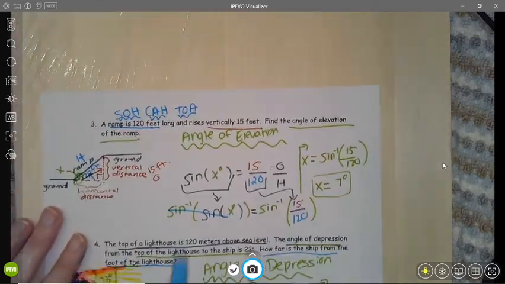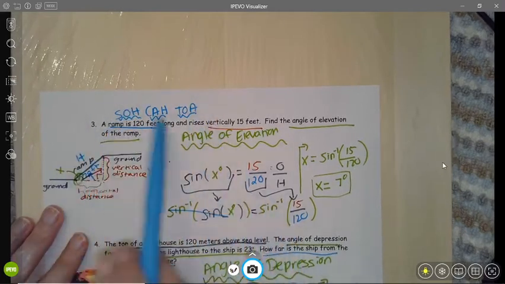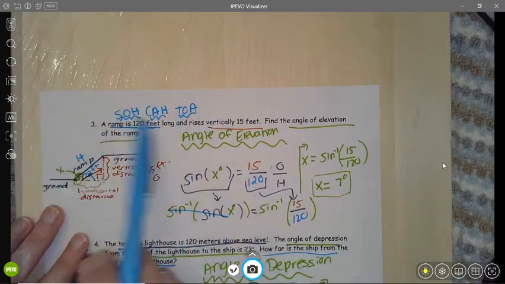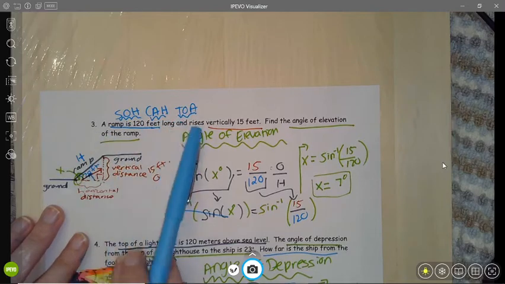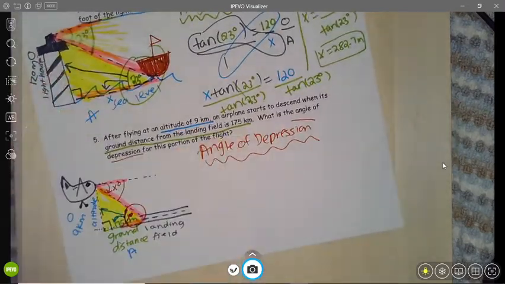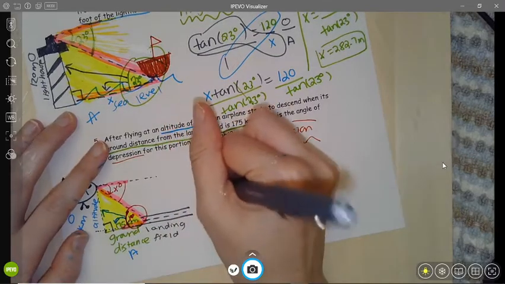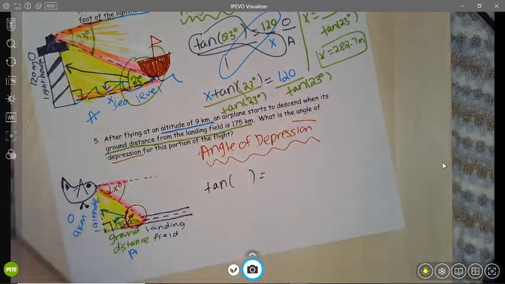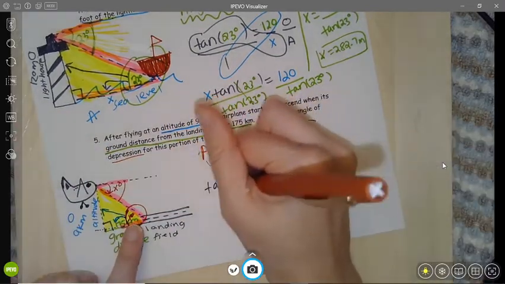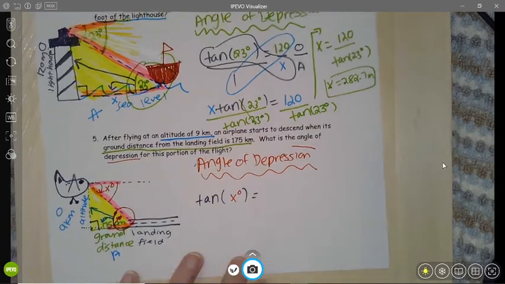But anyways, the opposite and the adjacent. Which trig function has opposite and adjacent? That would be tangent. We're going to be using tangent, so let's do it, you guys. So tangent of my angle, which I don't know, that's what I'm solving for. So x, we're solving for the angle of depression.